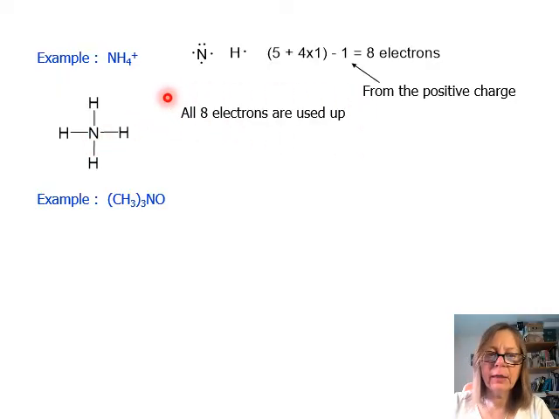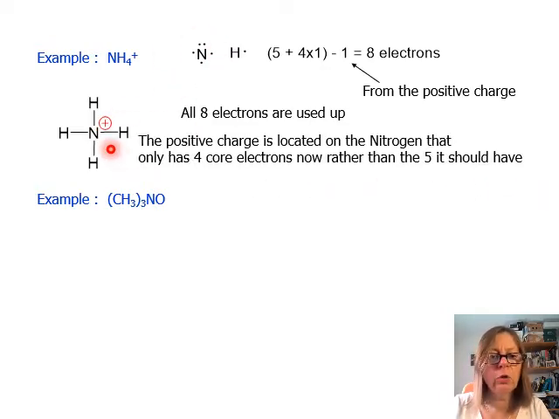Let's assess the formal charge on the nitrogen. Here, nitrogen owns 1 electron per covalent bond, so 1, 2, 3, 4. It has no lone pairs. So altogether, it has 4 electrons. So it's 1 short from a neutral nitrogen. So this is where the positive charge is located.